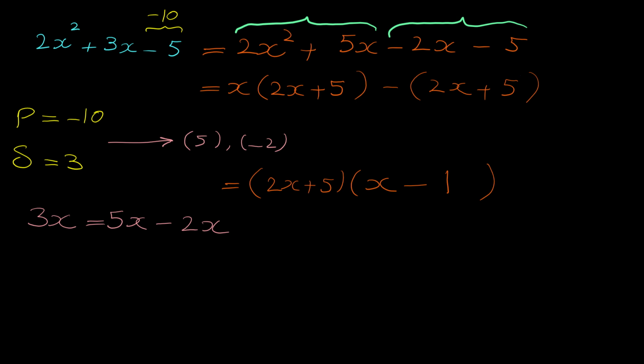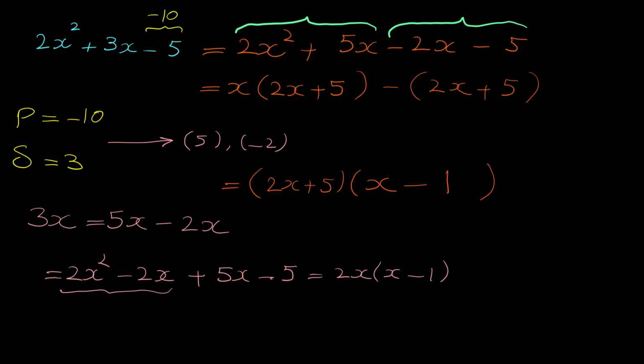Let me show you why the order of writing these two doesn't matter. Let's say in your solution you are writing 2x to the 2 minus 2x, then you put 5x minus 5. Then look at these two. What is common factor between them? 2x. And if you factor 2x, then you have x minus 1. Look at these two. Is there any common factor between them? Yes, it is 5. If you factor 5, what remains? X minus 1.